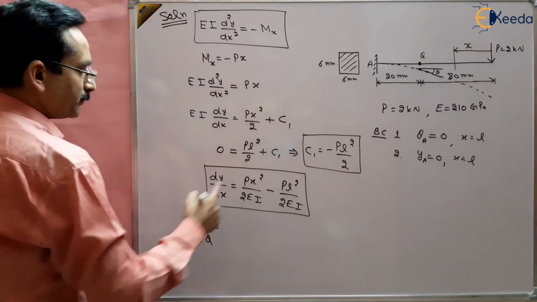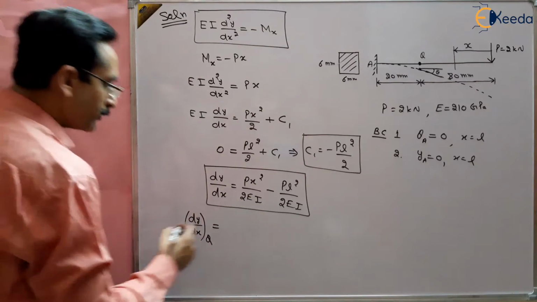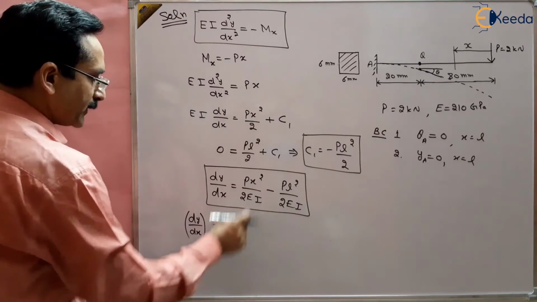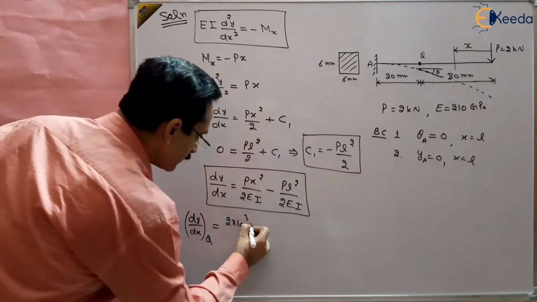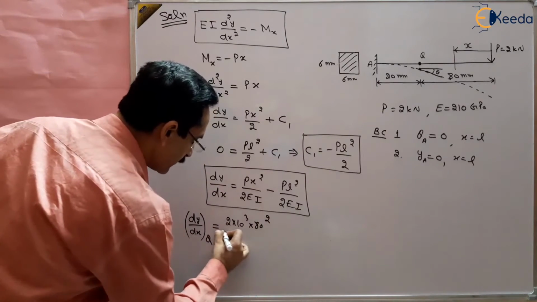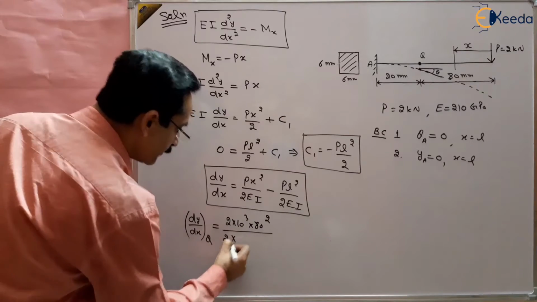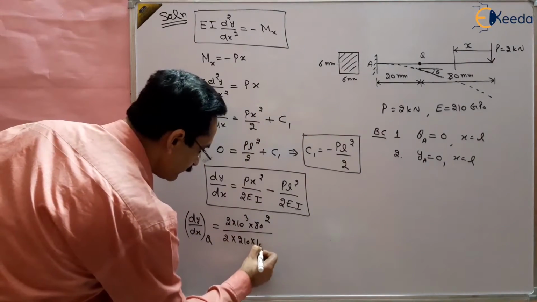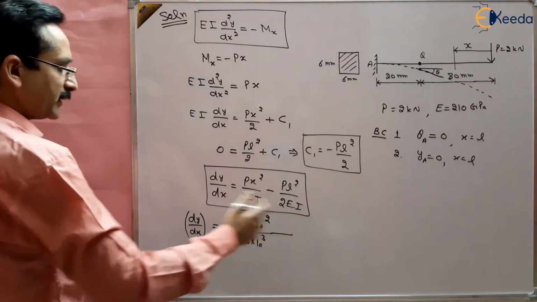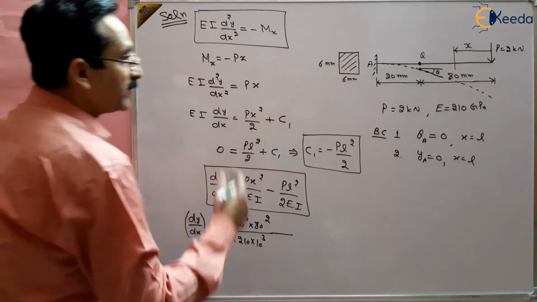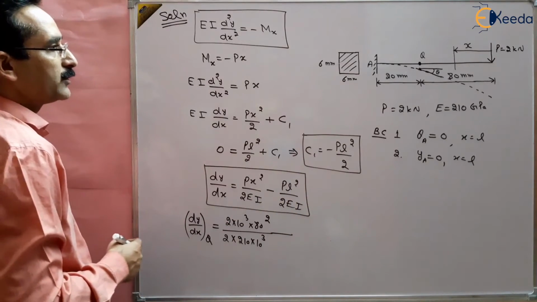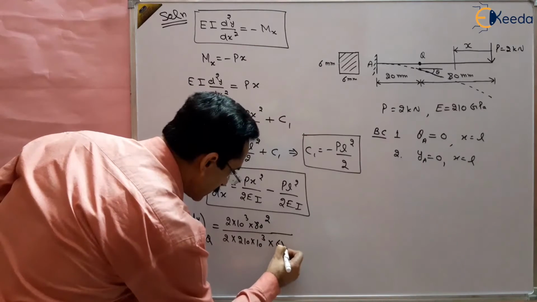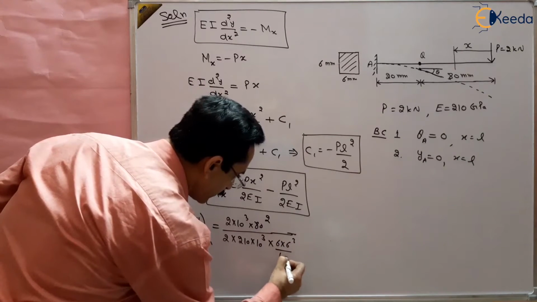So what is P? Load 2 kilonewton, so 2 multiplied by 10 power 3 Newton. X square, X is 80 millimeter, so 80 square, taking in millimeter. 2 multiplied by E, the modulus of elasticity given to us. Convert it into megapascal so that the answer comes in radians only. What is I? That is BD cube by 12, 6 into 6 cube by 12. This is I.